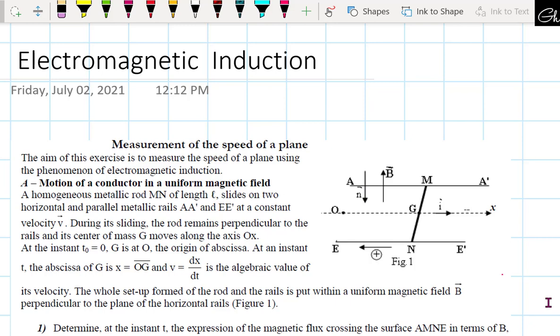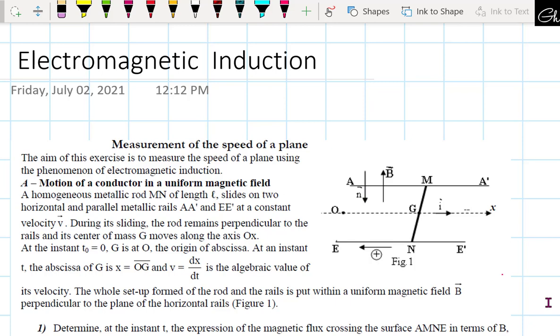Hi everyone, in this exercise we'll try to cover a part of the electromagnetic induction, which is chapter 8. Let's start with the given. They said here that the aim of this exercise is to measure the speed of a plane using the phenomenon of electromagnetic induction. In part A, they said the motion of a conductor in a uniform magnetic field.